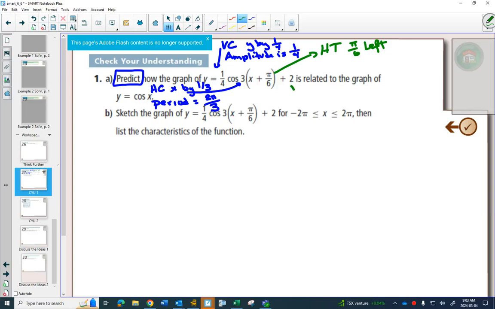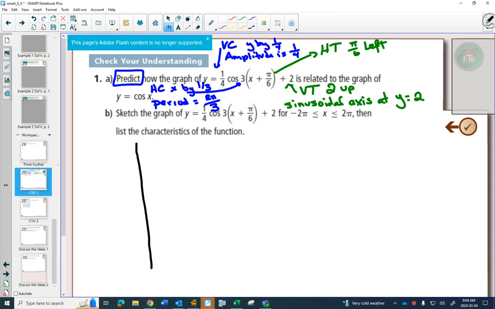And finally, in translations, we would say there's been a vertical translation up, and in our shortcut, we now know that the center line, or the sinusoidal axis, is at y equals 2. I'm going to write out D, A, B, C.